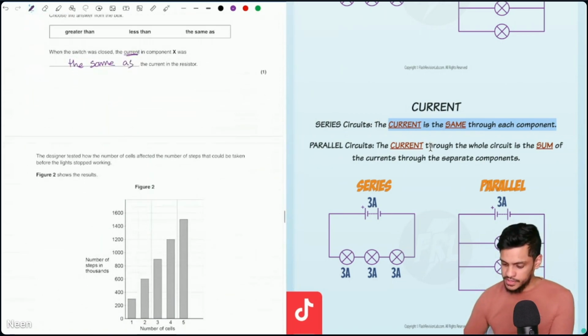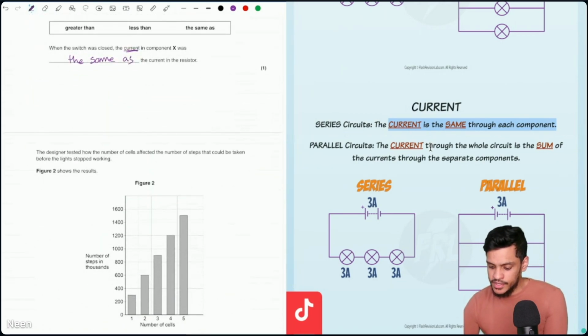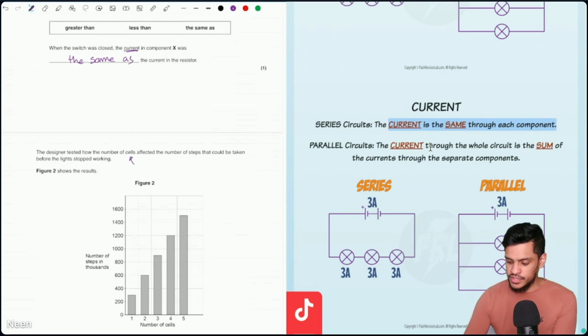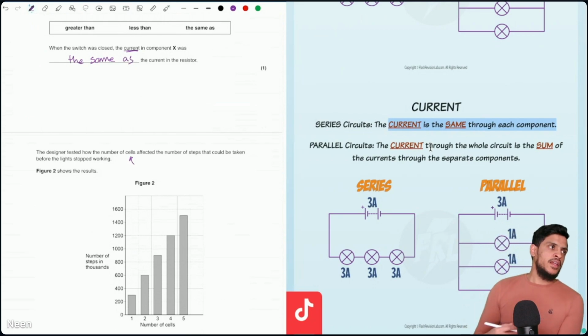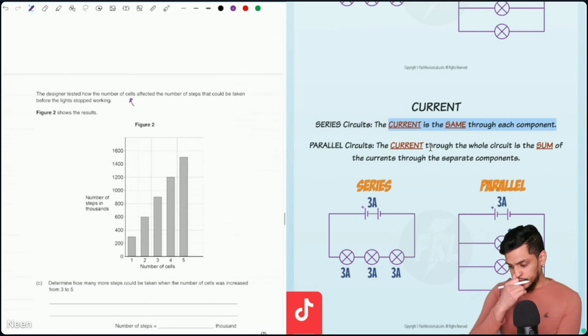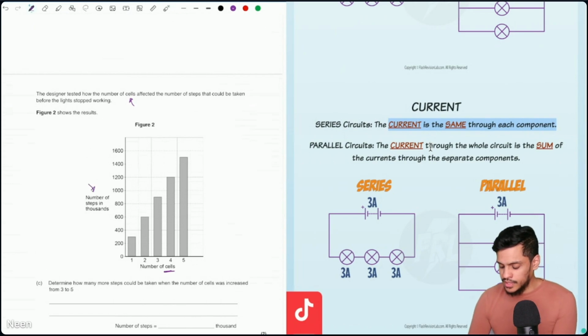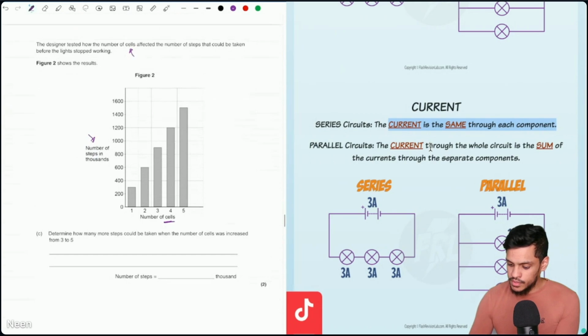Okay, and the next bit is saying the designer tested how the number of cells, remember cells are just like batteries, affected the number of steps that could be taken before the light stopped working. So obviously, if you have anything that's battery powered, after a while, you're going to run out of battery. You're going to run out of chemical energy from the battery. So the more batteries you have, the number of cells, the longer you can keep lighting up the lights on the shoe. So that's why it keeps going up.